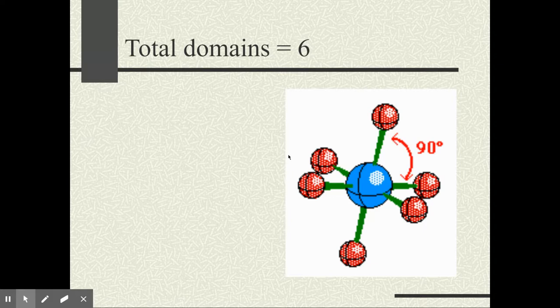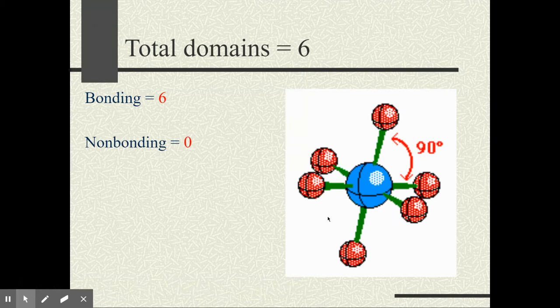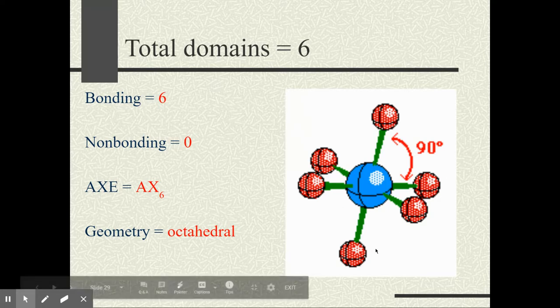Okay, lastly, we have 6 domains. So now we have a square here. This is a square planar, and then we have a top and a bottom, the axial. So this is 6 bonding domains and 0 non-bonding. This is an AX6. The geometry of AX6 is octahedral. If you put shapes on all the sides of this, it would end up being an octagon. The bond angles are 90.